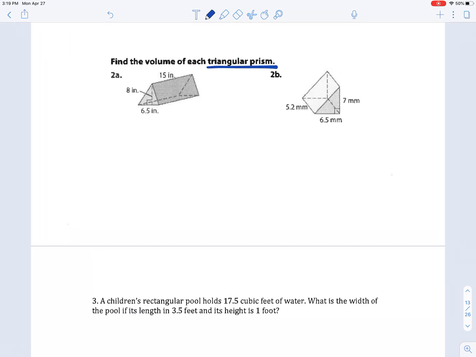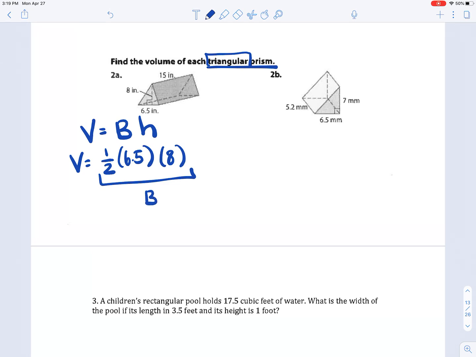Find the volume of each triangular prism. I see that these are a triangle, so I know I'm going to deal with 1/2. My volume for a prism is the area of the base times the height. Let's deal with the base first. The base is a triangle, so I need 1/2 the base of the triangle times the height of the triangle. That gives me my capital B, times the height of the prism, which is the thing connecting the 2 bases. So now I go to my calculator.